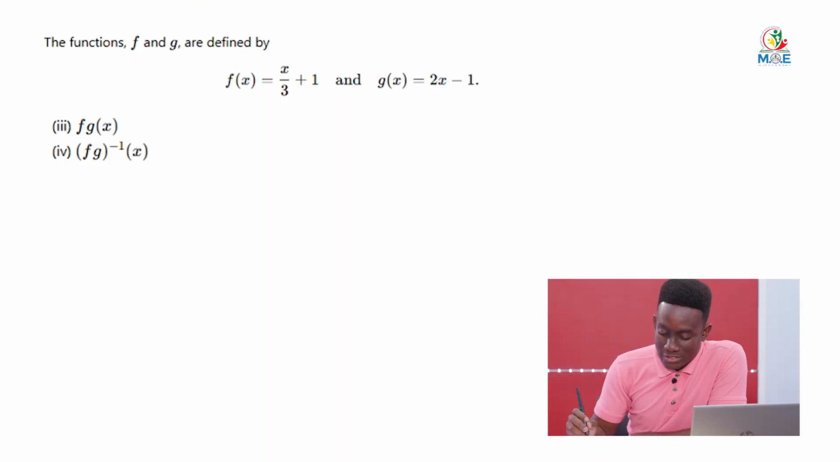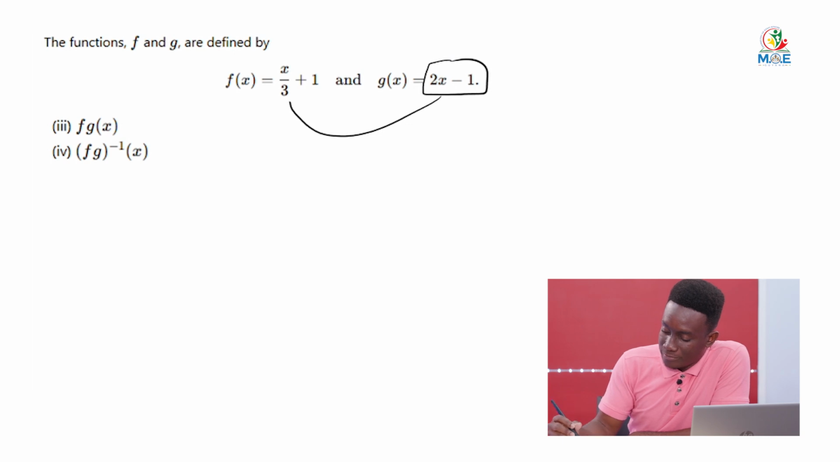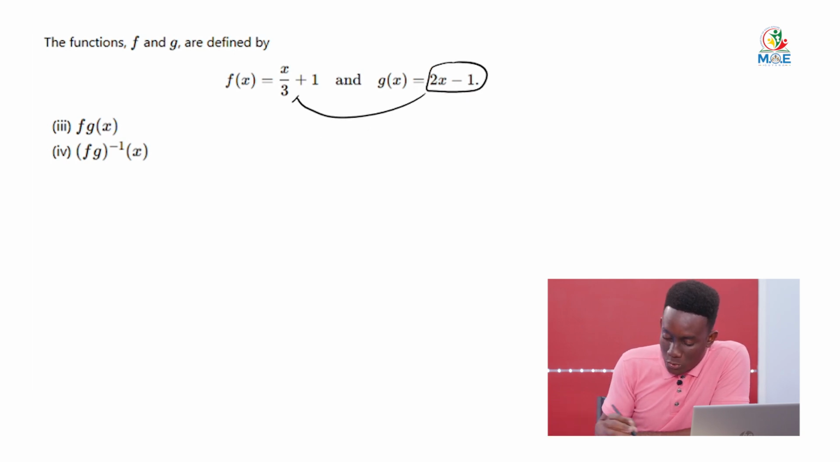So the next question asks us to find fg of x. This is basically telling us we're taking the function g and we're putting it inside the function f. So we're taking this and we're putting it inside of this. So let me write it back: fg of x would be equal to, so we're taking the function g and we're putting it inside of x.